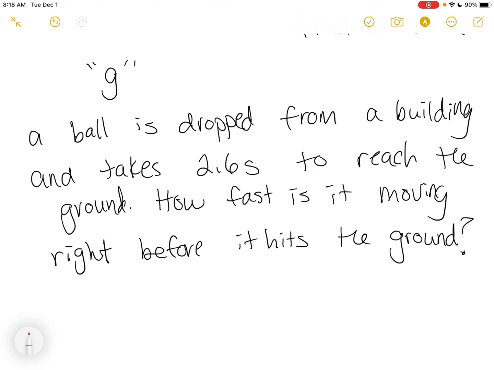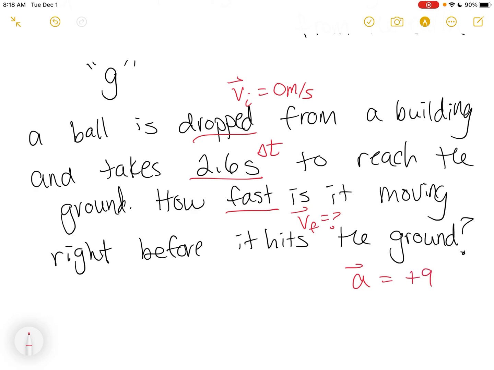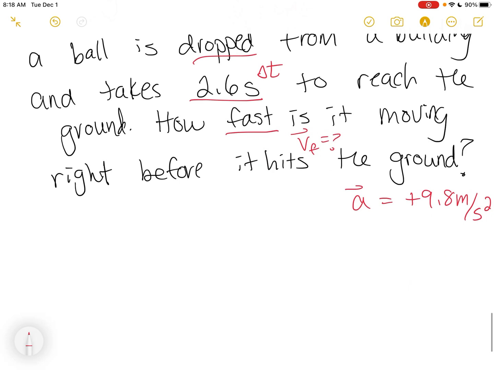All right, so the ball is being dropped from a building, which means our initial velocity is going to be 0 meters per second. It's going to take 2.6 seconds, so that's our time. We are looking for how fast it's moving right before it hits the ground, so we are trying to find VF. And since it's moving towards the Earth, that means our acceleration is positive 9.8 meters per second squared.